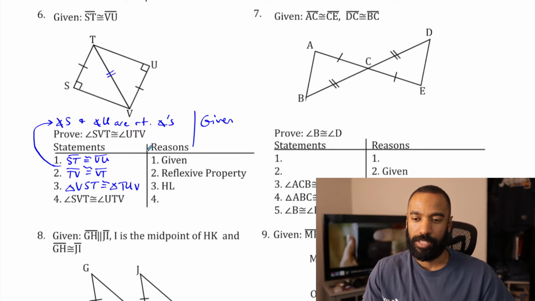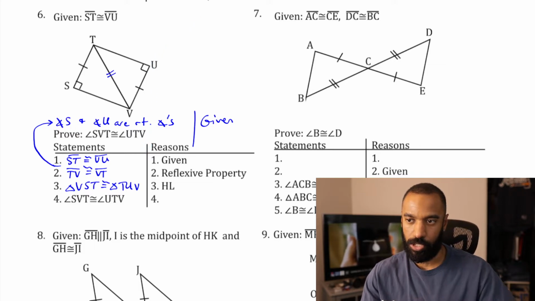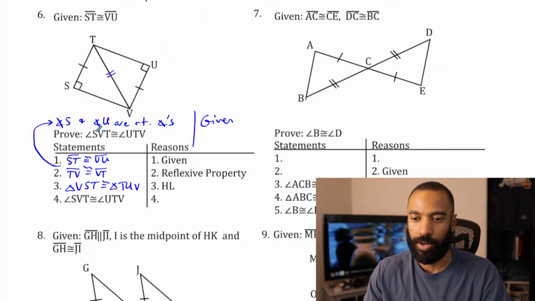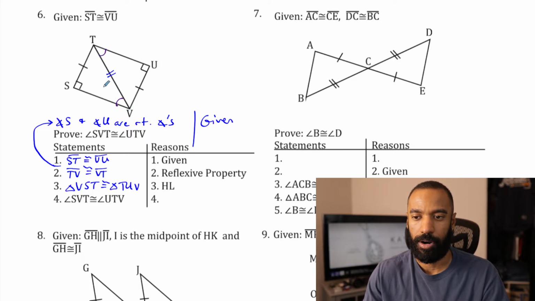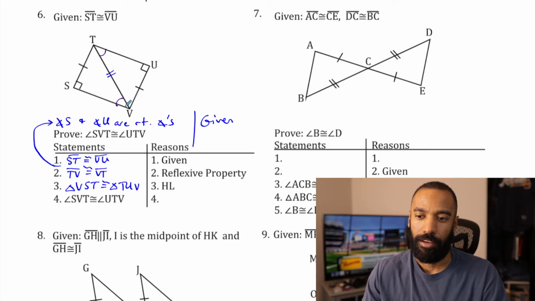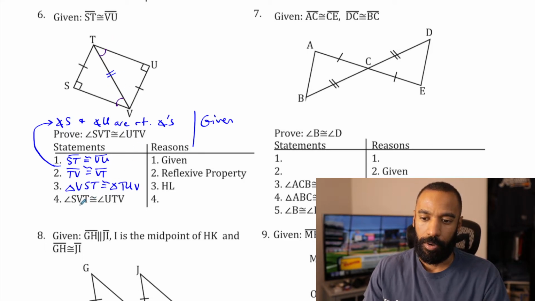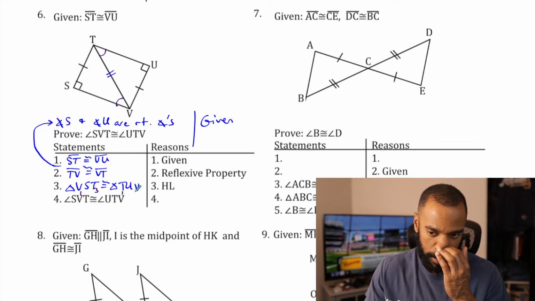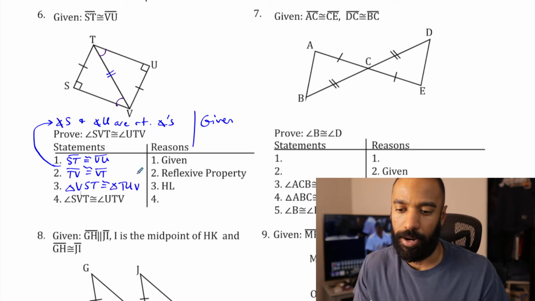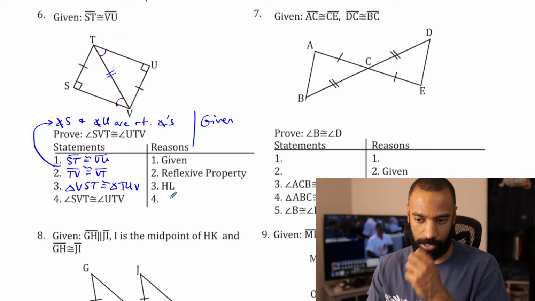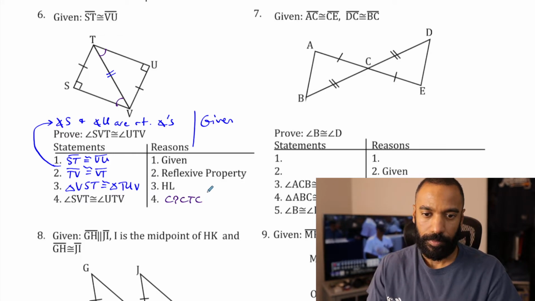Anyway, now this gets into CPCTC, saying that these two angles here are congruent. SVT and UTV right here are congruent because they are corresponding parts. Notice that V and T are, I'm sorry, they're the first letters here and the third letters here. They are corresponding parts in their own respective triangles there. This is CPCTC. Okay.